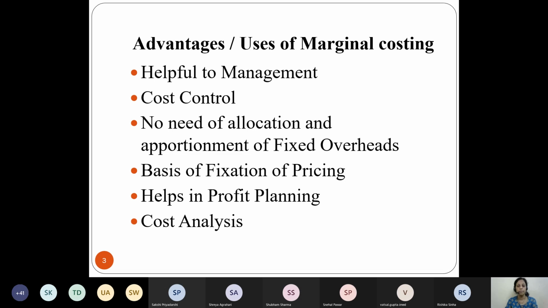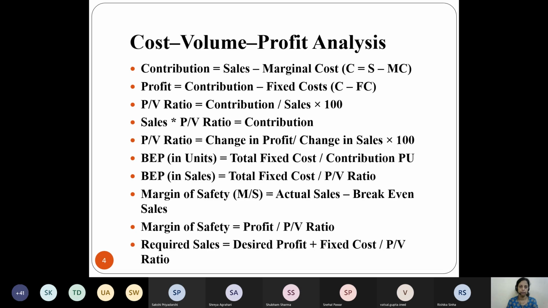So the main use of marginal costing is decision making, cost, volume, profit analysis. Now we are going to see a very important part of marginal costing. I always assume you have opened your notebook and you are taking down the important points. If you have not, open your notebook and note down the formulas which we are going to see in cost, volume, profit analysis.